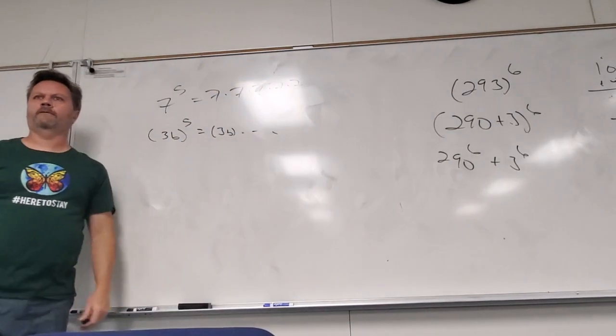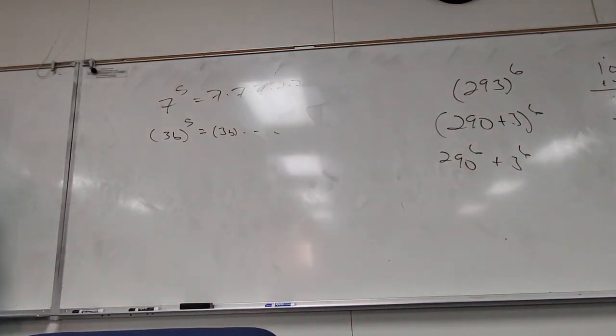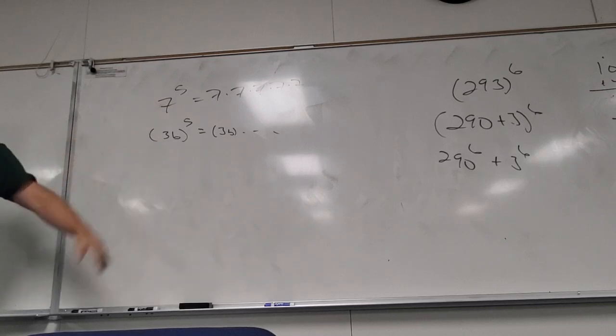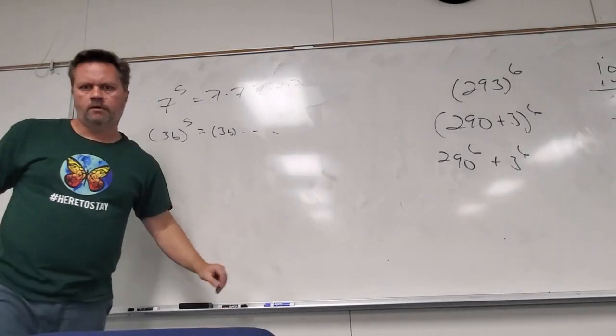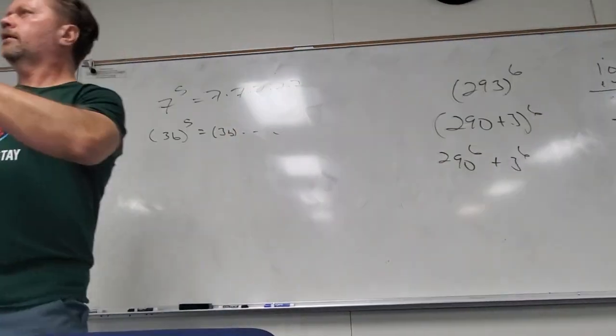3b. So I didn't ask you to multiply it out. I just want expanded form. That's all that is. Yeah. Can you do 4? That's the one I can't do. No, I'm joking. Four. That's right.